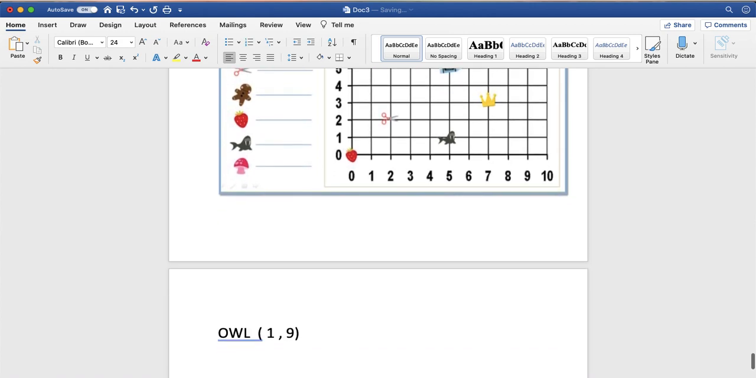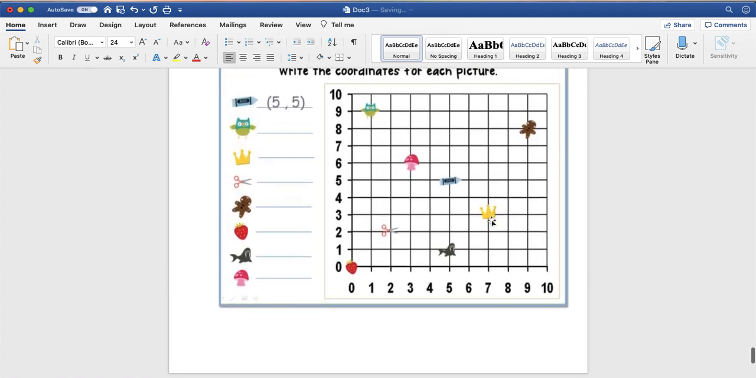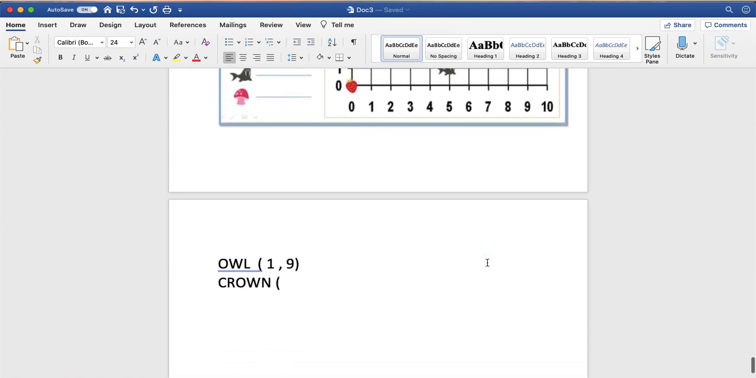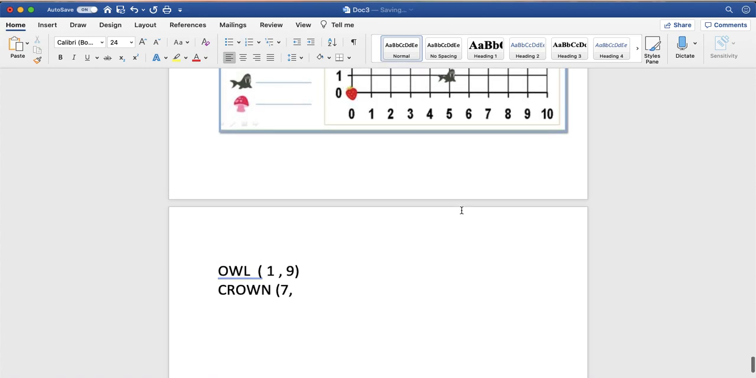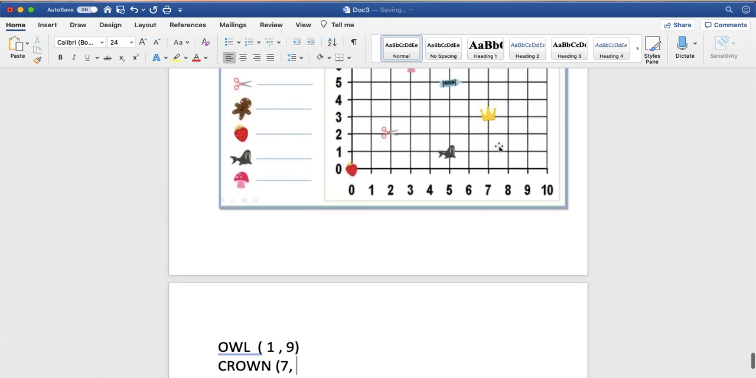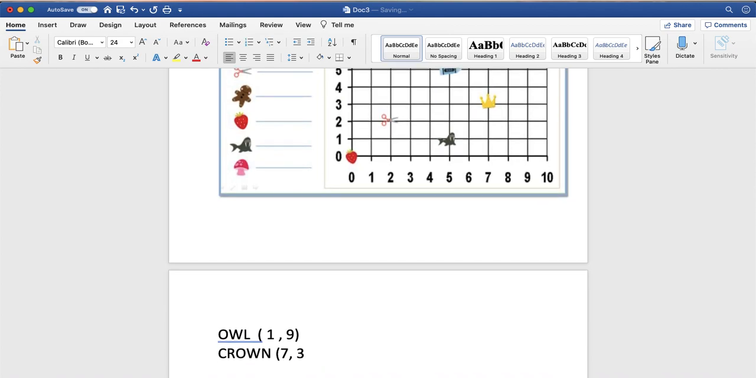Now my next item is a crown. Start off with my parentheses. My crown is all the way over here, and I'm starting off home. Let's see how far I need to run before I jump. So 1, 2, 3, 4, 5, 6, 7. Stop over here. Write 7 followed by a comma, and I have to jump 1, 2, 3. 3 spots. I write 3. Close my parentheses.